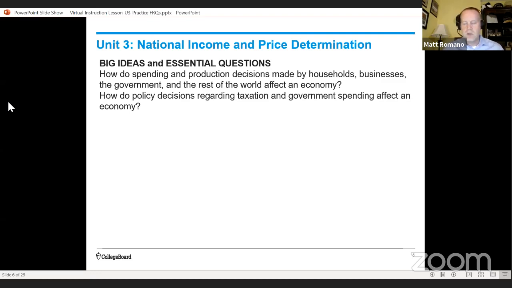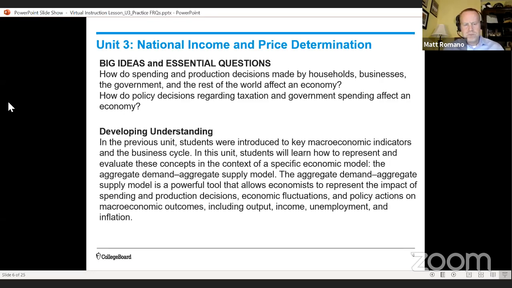Developing understanding starts out by talking about obviously Unit 2, where you talk about the major macro indicators: GDP, unemployment, inflation as represented by changes in price level, and of course the business cycle. And we're making a connection between those three indicators and how we can demonstrate why those indicators change. And that's some of the most valuable lessons we can learn from using this ADAS analysis. Again, connecting the data to a picture.